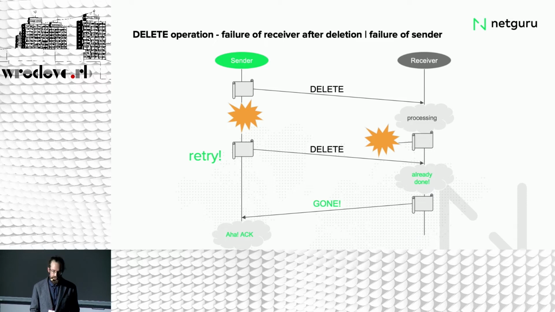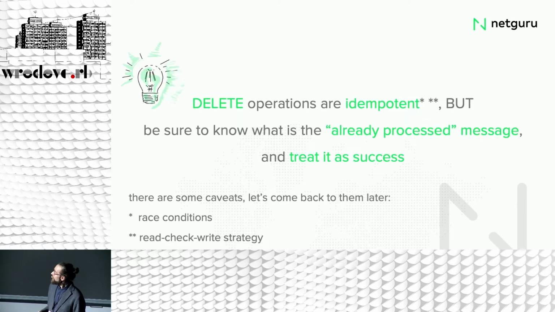And it's important that the sender knows the protocol and they know this message. And usually what the sender wants to do is just to acknowledge, okay, it's gone, great, let's move on. Great, let's not crash, but let's move on. So the takeaway from it is that delete operations are also idempotent, but there is this gotcha that you have to know this already processed message.